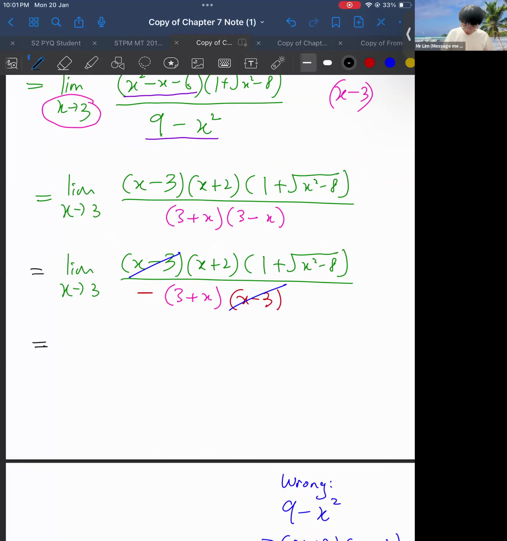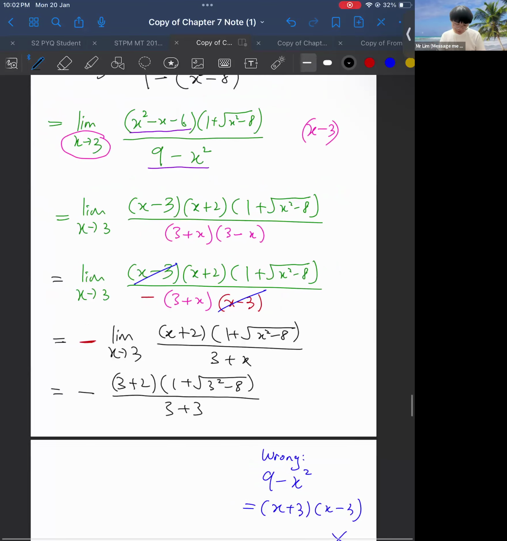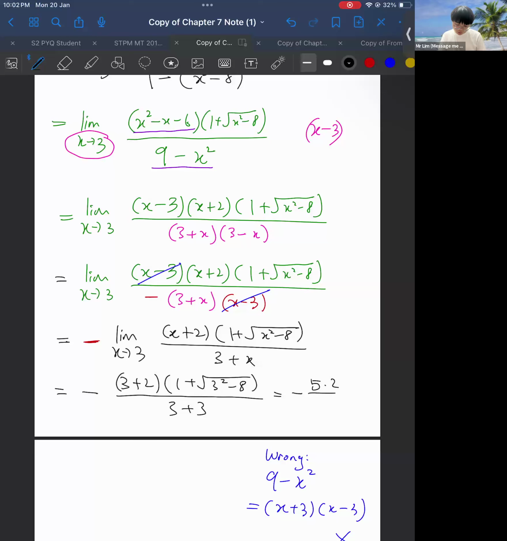Write one more time before you substitute. Remember, there is a negative sign, so it's better that you put the negative sign outside first, so you won't forget it. Last, before you substitute, and finally substitute. Then you get your answer. So the answer is negative 5 multiplied by 2 over 6, so it's negative 5 over 3.